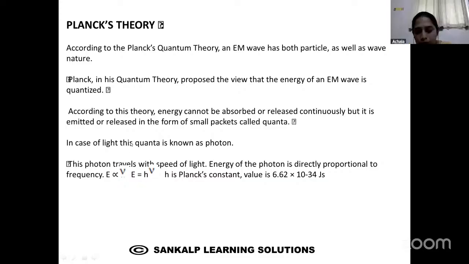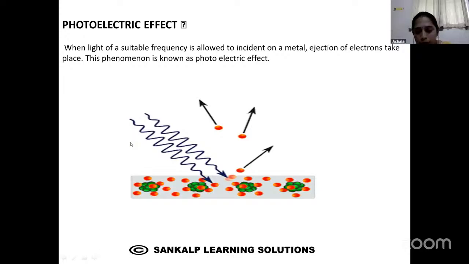See here, this photoelectric effect is an interesting subject where, when light of suitable frequency falls on a metal, ejection of electrons takes place. This phenomenon is known as photoelectric effect. And the electrons which are ejected at this time are called photoelectrons. These are photoelectrons.